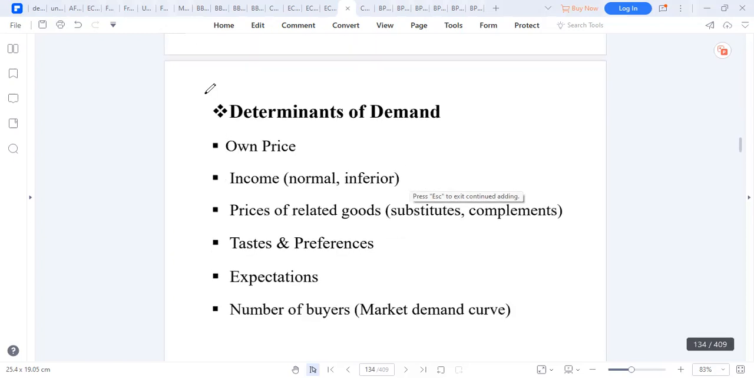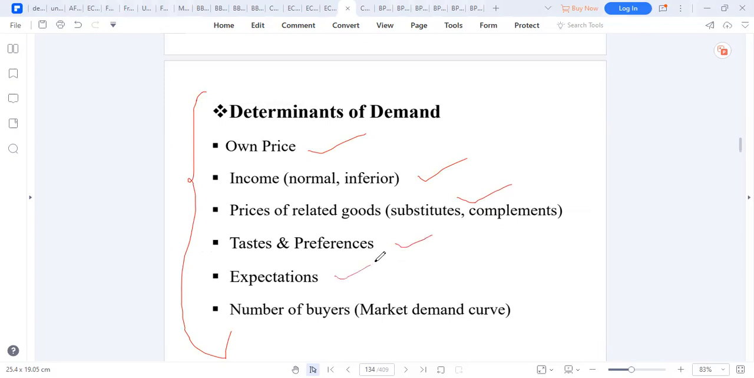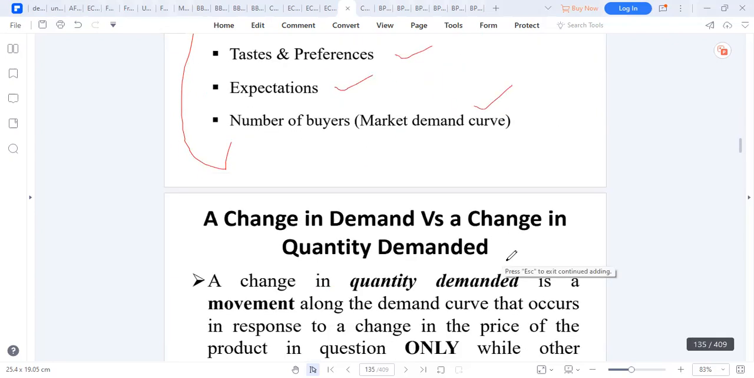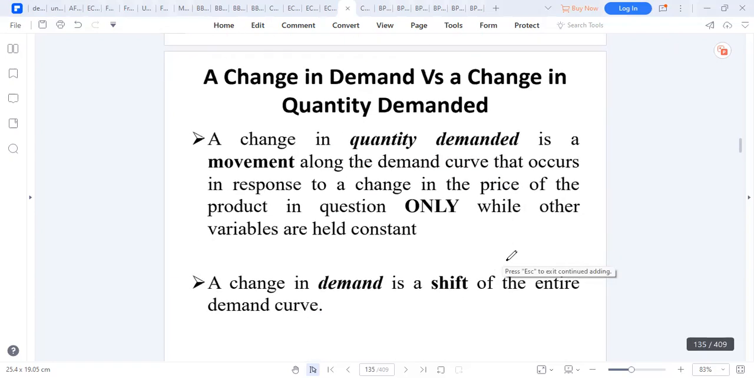So other determinants that will affect demand, like I said, will be its own price, which will give us price elasticity of demand, income, which will give us income elasticity of demand, which will stem from both a normal or an inferior good, and other related goods, which could be substitute or complementary goods, tastes, expectations, the number of buyers, that's the population size. So these are the determinants that affect our demand.